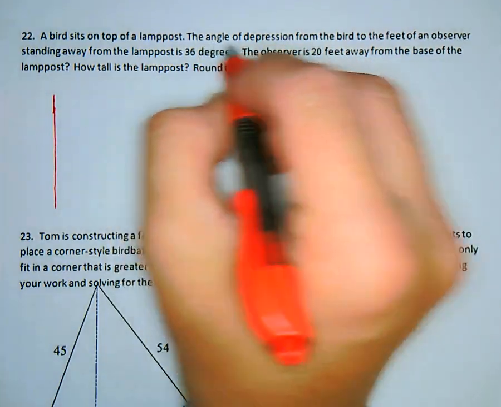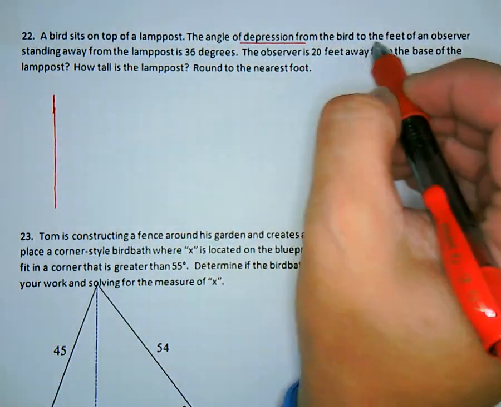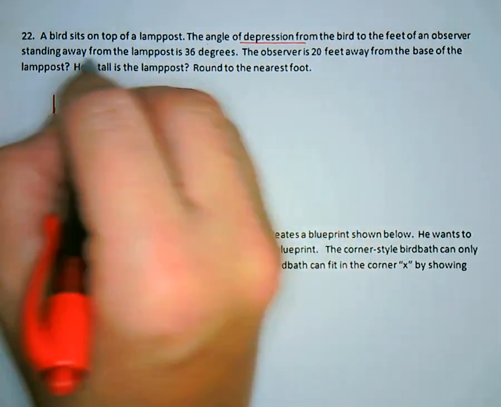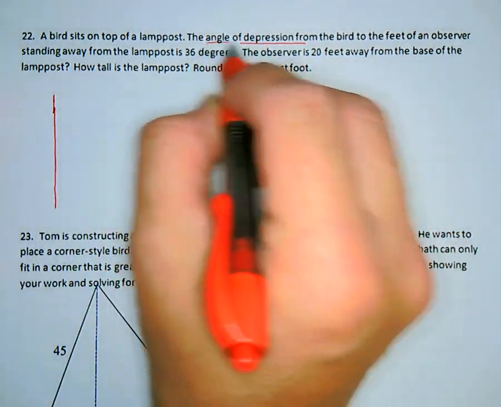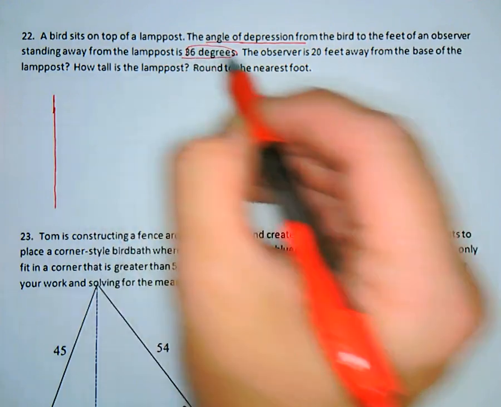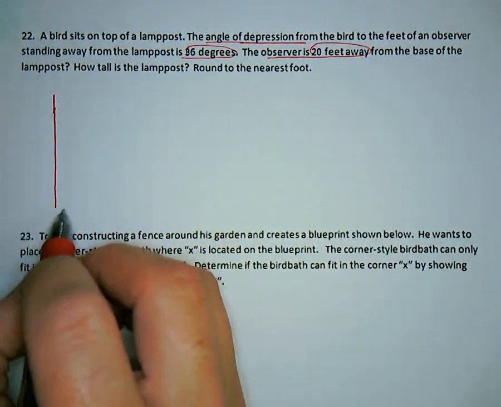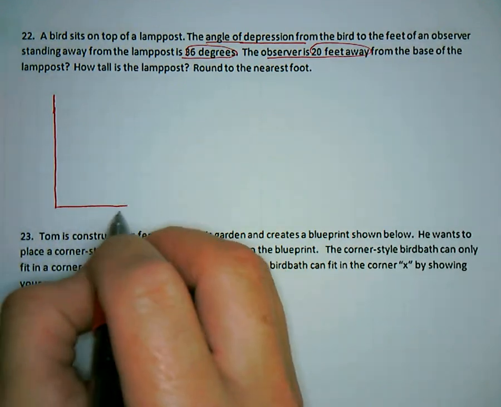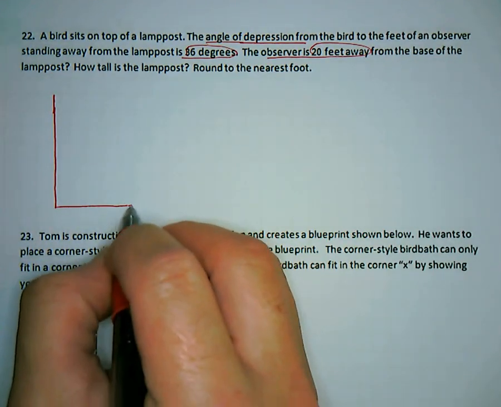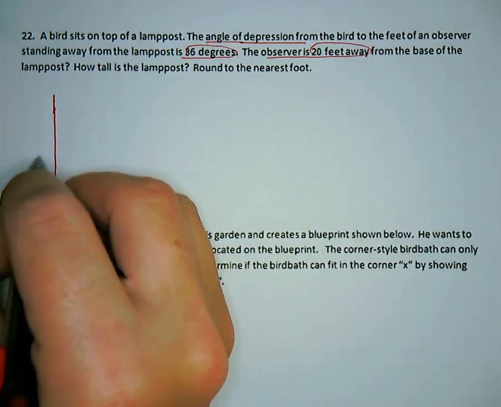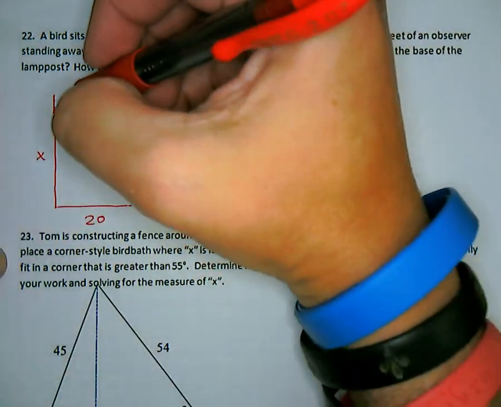And it says we have an angle of depression from the bird to the feet of the observer standing away from the lamppost. So they tell us that that angle of depression is 36 degrees, and that observer is 20 feet away. So if our lamppost is here, our observer is standing 20 feet away. Let's say that they're standing over here someplace, right? 20 feet away. We're trying to find the height of this lamppost.